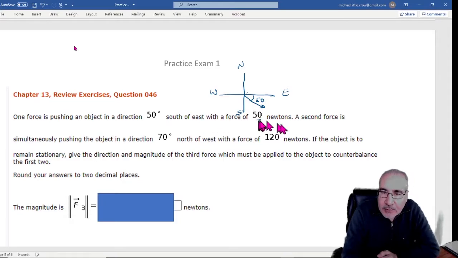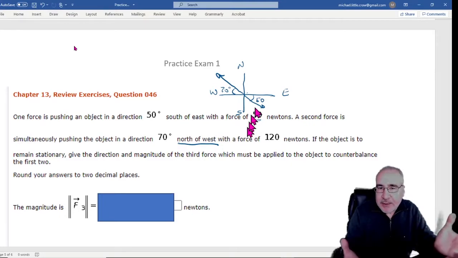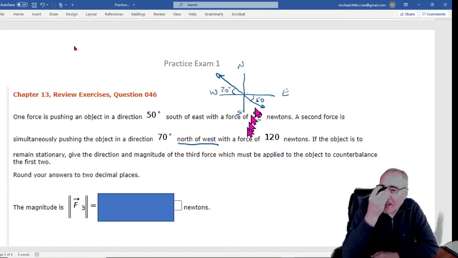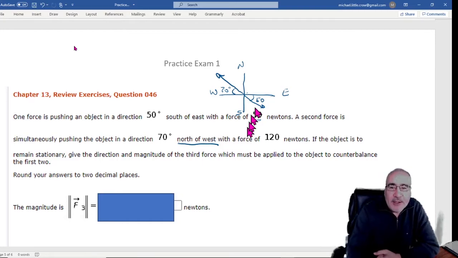And it's got a magnitude of 50. Okay, so we can set up that vector. But a second force is simultaneously pushing the object in a direction 70 degrees north of west. So it's going north of west, 70 degrees from west going towards the north. So this is going to be a vector like that, and that's going to be a 70 degree angle. Okay, so we got that. And we need a vector that will keep this stationary, so that basically the net force on it will be 0, keeping it in place.